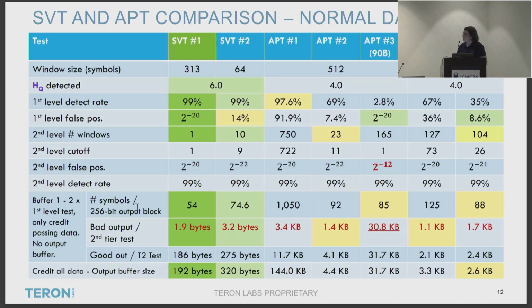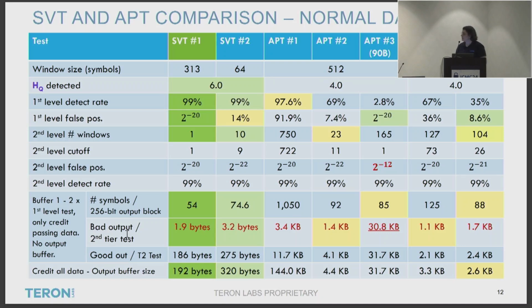So the number of symbols we needed to produce a 256-bit output block with full entropy, you can see the SVT wins at only 54 symbols, and the others have 80, 100, or the really hopeless test, 1,000 symbols to produce the same amount of entropy output.